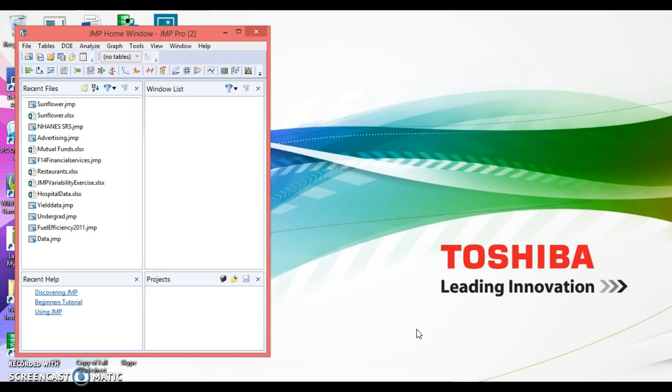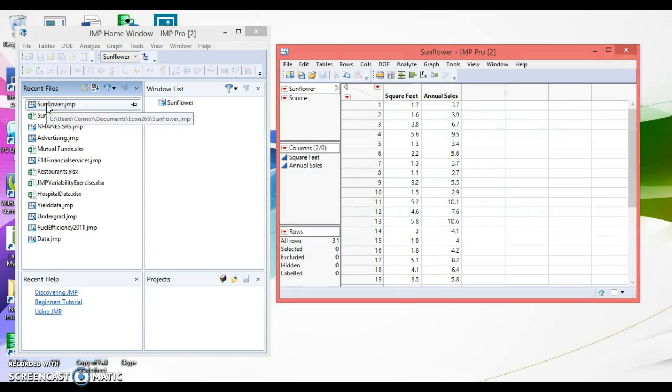So it's asking to predict the sales based on the size of the store. So let's go ahead and pull this up. Just a few notes about this data set. The annual sales are in millions as stated in the directions, and square feet are shown in thousands, so that's something to keep in mind.